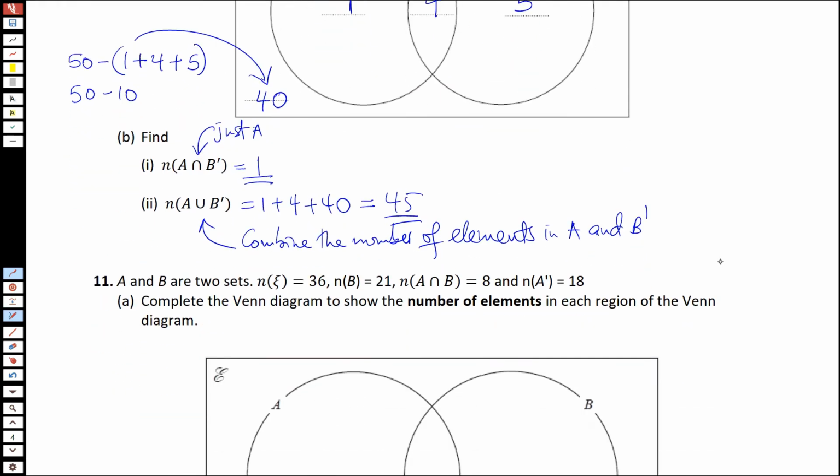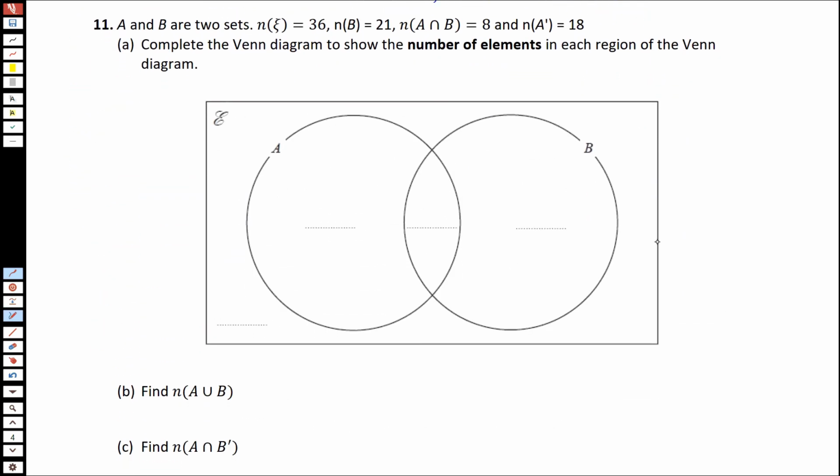Okay, number 11. Again, here we have the number of elements that have been considered, which are 36. The number of elements in B is 21. The number of elements that are common between A and B are 8. So I'll just start with that. So that's 8. And then just B will be 21 minus 8, which will be equal to 13.